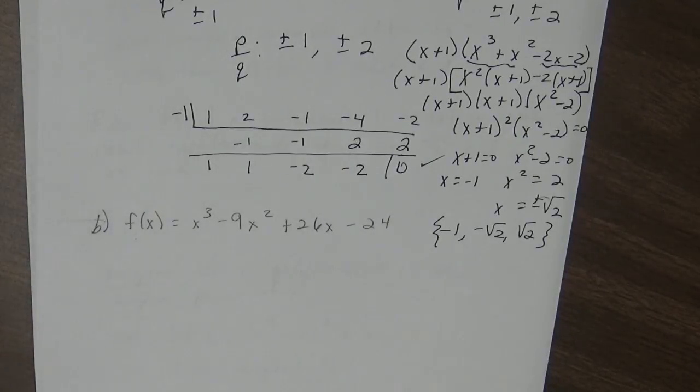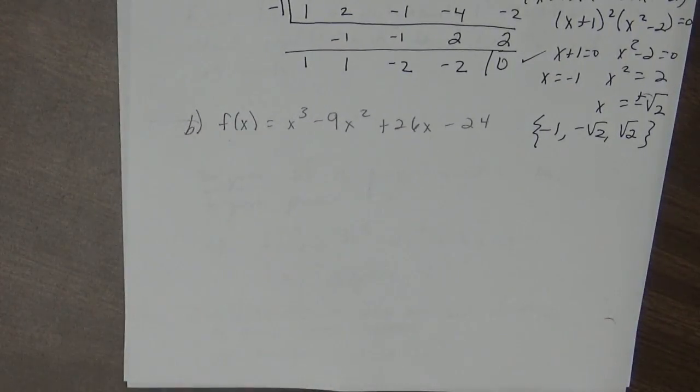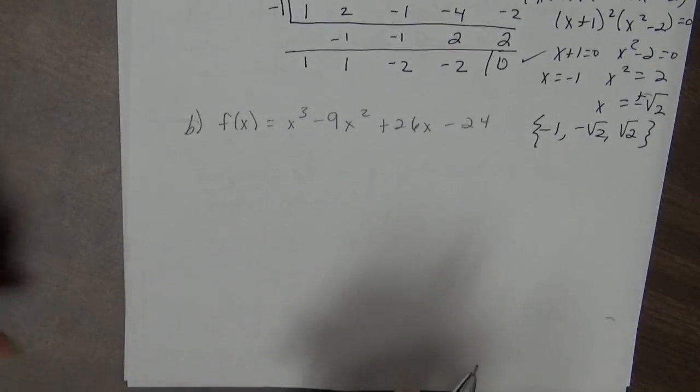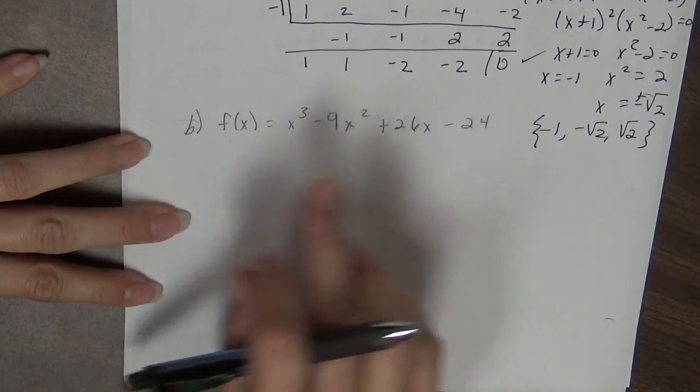All right, what about part B? Same question, find all real and imaginary zeros for the polynomial function. So we're given x cubed minus 9x squared plus 26x minus 24.